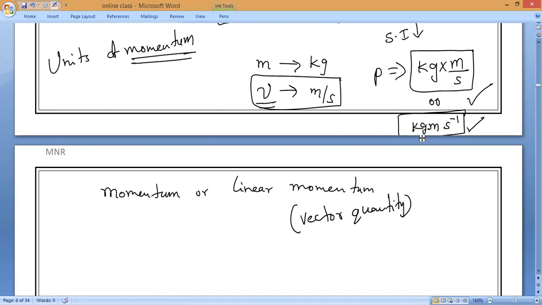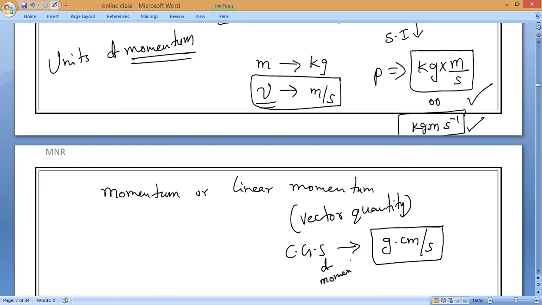Now, this is the SI unit. Anybody can tell me what is the CGS unit of momentum? Gram centimeter per second. What is the SI unit? Kilogram meter per second. Everyone should remember that, the SI unit and the CGS unit. So momentum is the product of mass and velocity. It's not speed, remember, it's momentum. It's the product of mass and velocity.